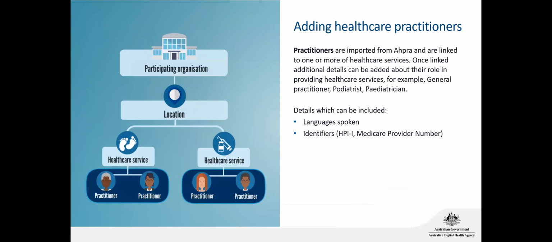Now, finally, you can also add details about your providers or the healthcare practitioners. These are details that are imported from AHPRA and are linked to one or more of your healthcare services. And once linked, these additional details can be added about your providers. So you can add things like their role in providing healthcare services: general practitioner, podiatrist, pediatrician, nurse, etc. You can also add details about those specific providers, such as the languages they speak and their identifier numbers, so their provider numbers or HPIAs, etc.